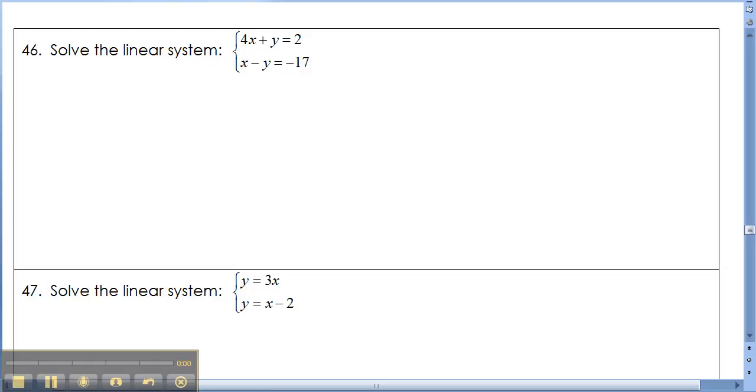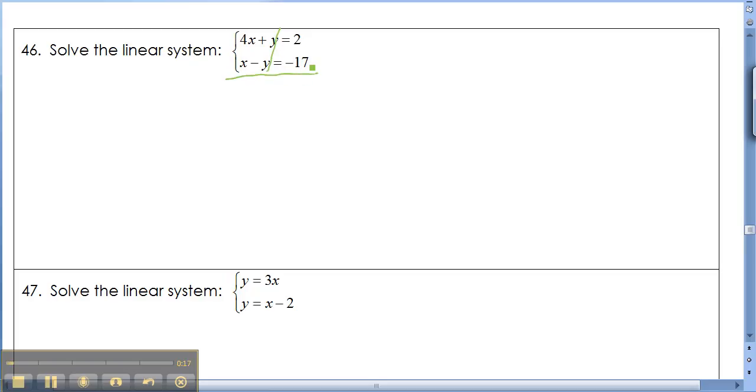Number 46, solve the linear system. When I look at this linear system, I see that we have a positive 1y and a negative 1y. Those are opposites, so they will cancel out. So I'm going to go ahead and cancel those two.